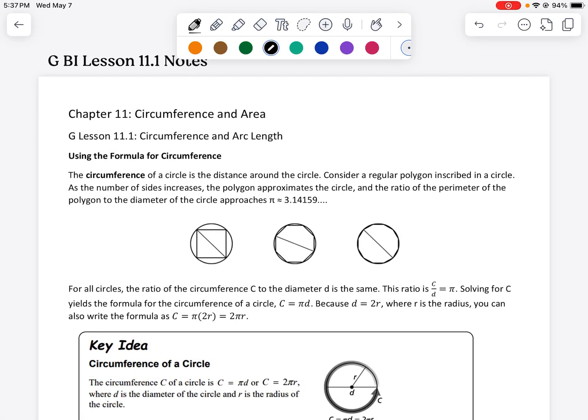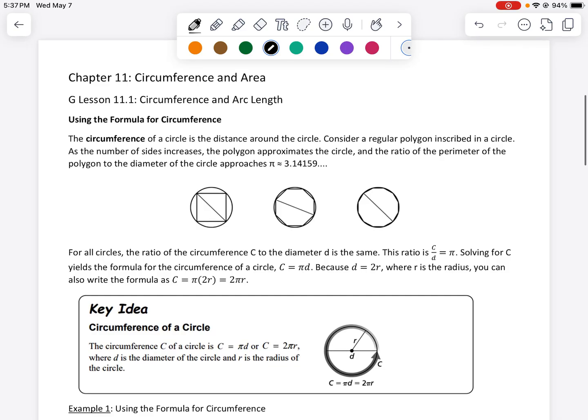This video is for 11.1 and it's going to cover circumference and area. So we're still in circles and then we're just kind of adding on into some new things. So the first thing that you're going to look at is finding the circumference of a circle.